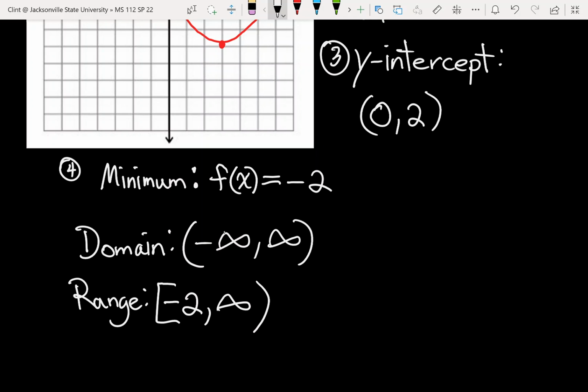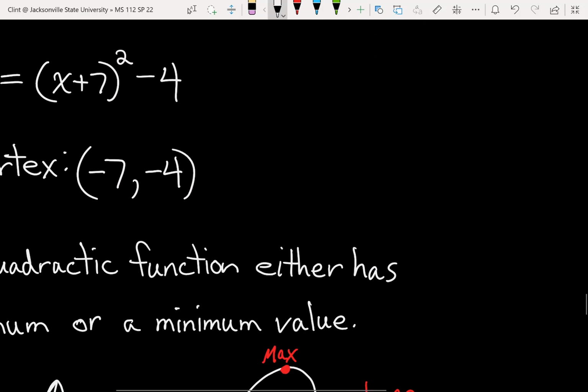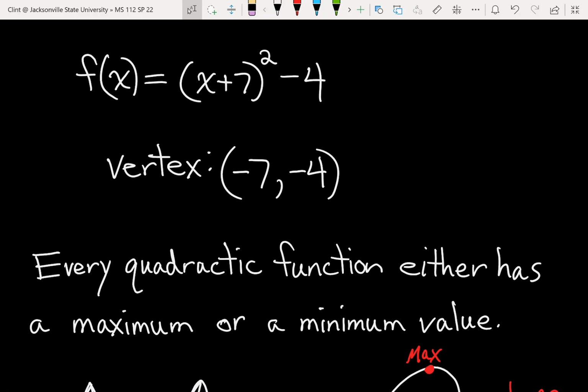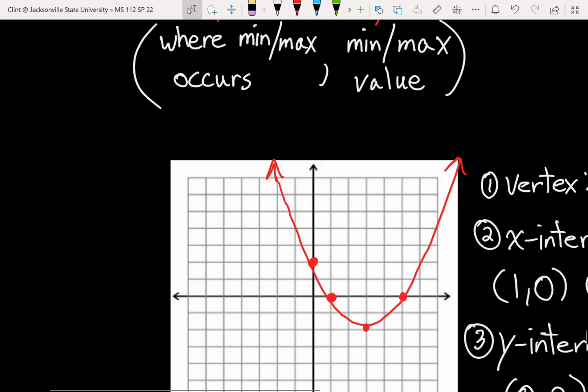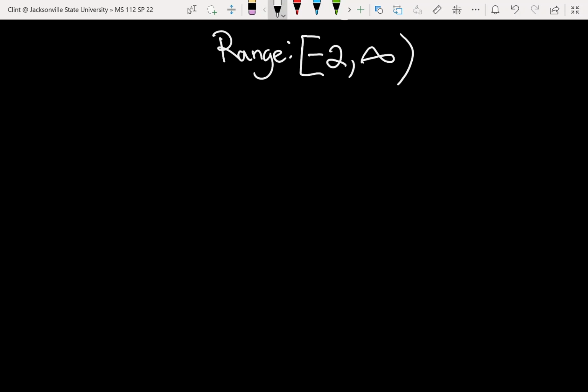All right, one last thing. We said if we have a quadratic function written in this form, we can just read the vertex off. Right? It's going to be (h, k). But what if we have a quadratic function written in the other form, where we have ax squared plus bx plus c form?